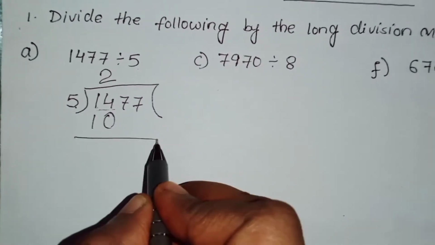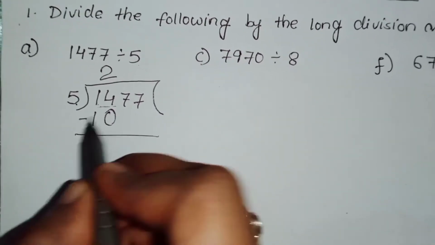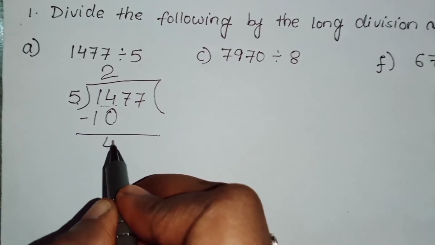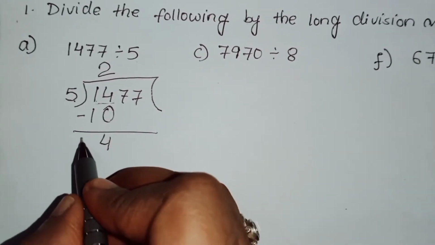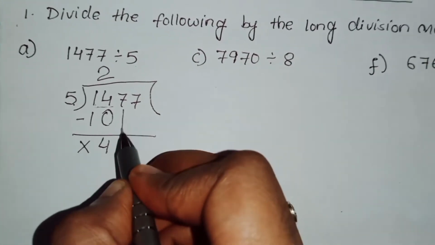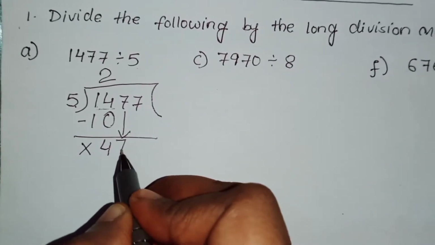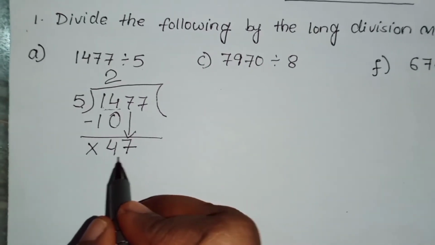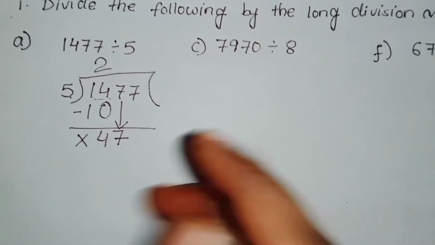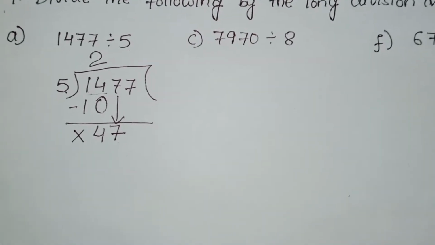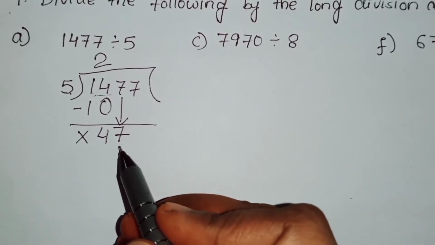Now what you have to do is subtract. 4 minus 0 is 4. 1 minus 1 is 0. So we'll put the cross. Now bring this 7 down. Now it has become 47. In the 5 table, is 47 there?